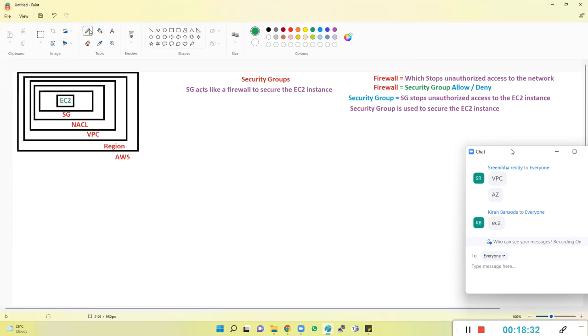So guys, in order to touch the EC2 instance, you need to go all the way like this. In order to talk to the EC2 instance, it has to go through all these things. Yes or no? Okay. So now do not worry about what all this is, I'll come to it. But remember, we know that security group is used to secure the EC2 instance. So let me take an example.